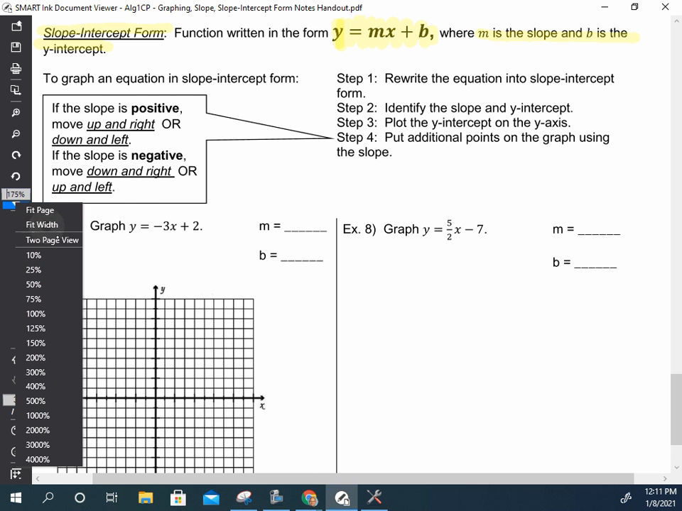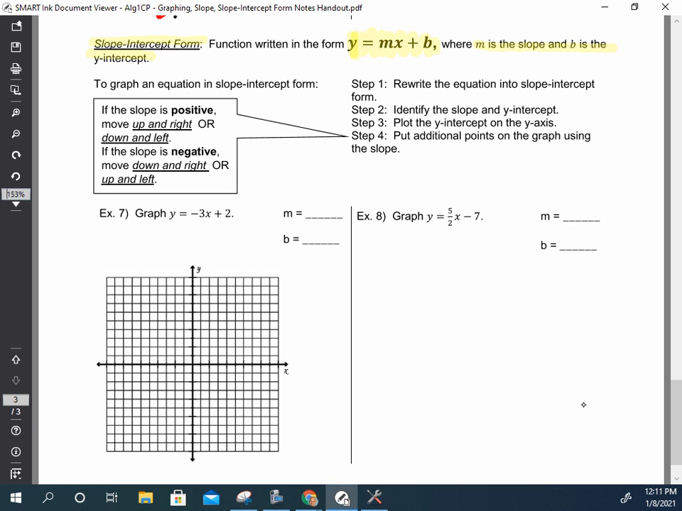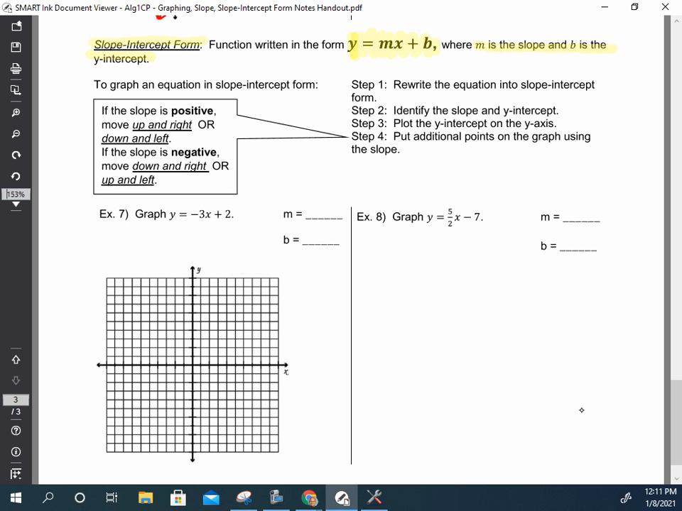So, slope-intercept form. Slope-intercept form is y equals mx plus b. M represents the slope, b represents the y-intercept. Slope, y-intercept.